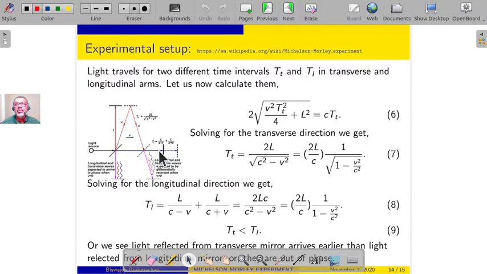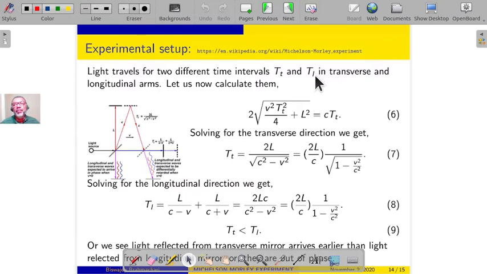And there are two times in this case. One is the time taken by the light ray in the transverse direction to go to the mirror and come back. So that is TT. This TT is the time taken in the transverse direction for the light ray to go to the mirror and come back. And TL is the time taken by the light ray in the longitudinal direction to go to the mirror and come back.